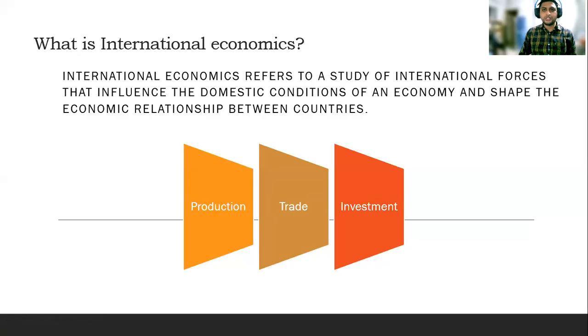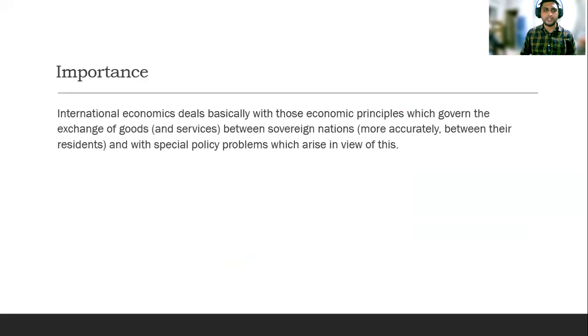International economics refers to a study of international forces that influence the domestic conditions of an economy and shape the economic relationship between the countries. There are three factors for international economy. One is production, another is trade, and last one is investment.